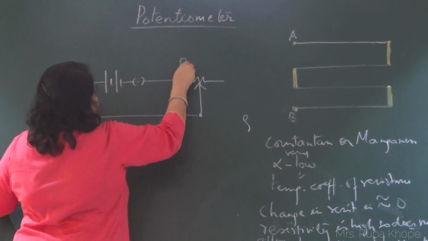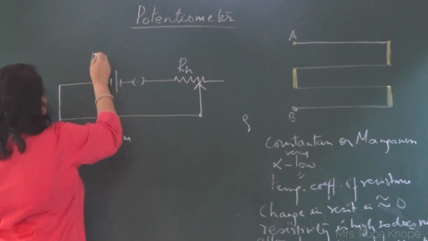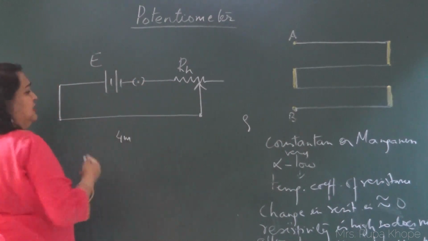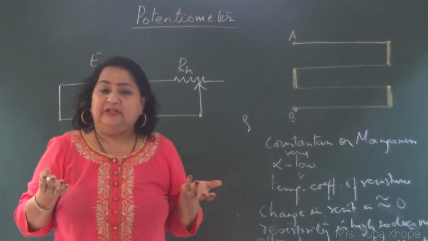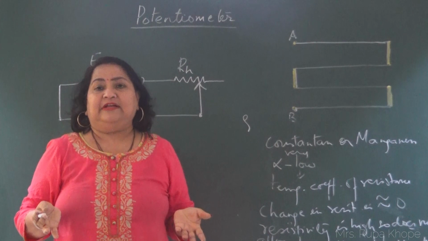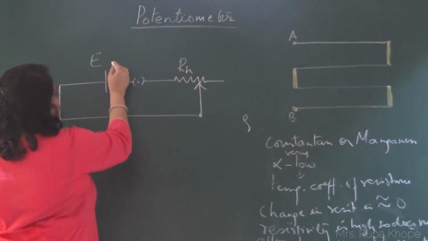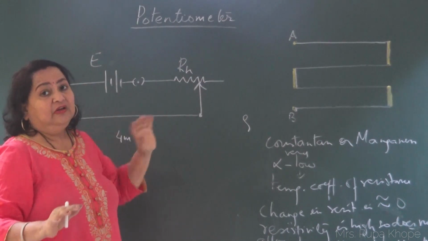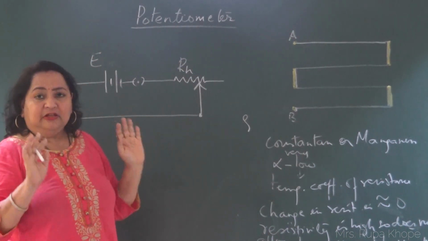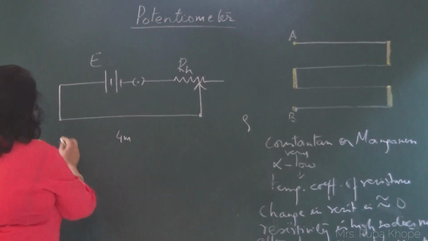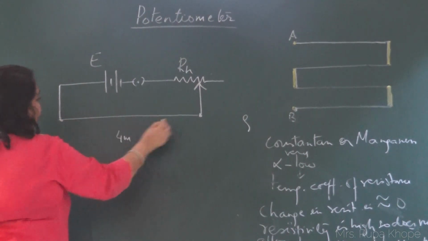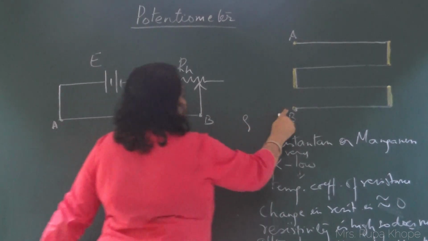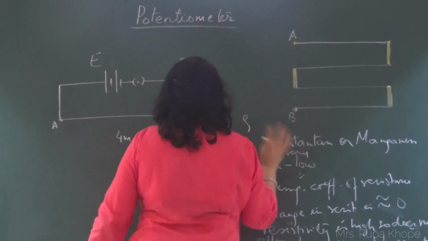So this is the rheostat, this is the standard cell E. Now this standard cell may have some internal resistance. Let's consider negligible internal resistance. We won't consider it. But if it is given, you have to also add that resistance in the circuit. Then we have a wire. This is my wire, A point, B point. So these are the two binding screws of this wire.